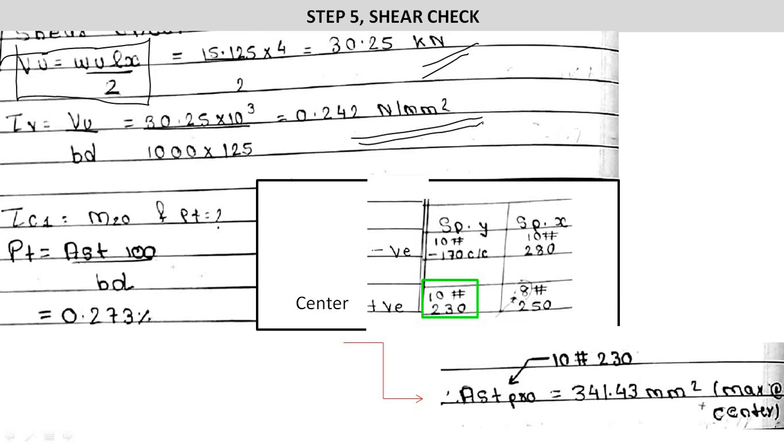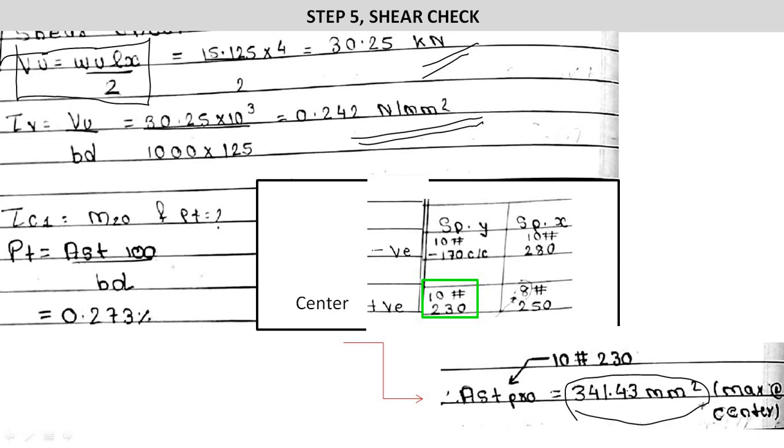Next we will find tau c1. For calculating the value of tau c1 we need two values: the grade of concrete and the percentage of steel. First we will find the percentage of steel. As we have calculated the spacing in y and spacing in x, using these values we have to use the maximum value from these four. So the maximum value is 10 at 230. We will use the 10 at 230 and find the area provided. Using 10 at 230 center to center, the area provided we have found as 341.43 mm square.